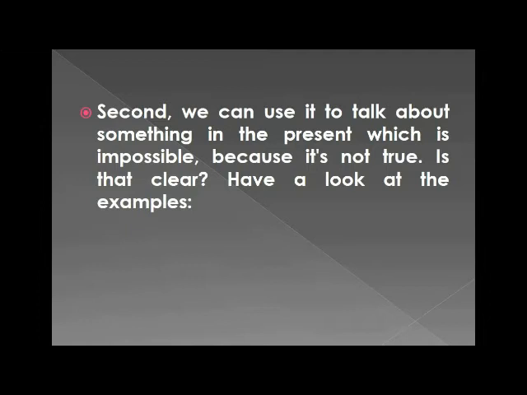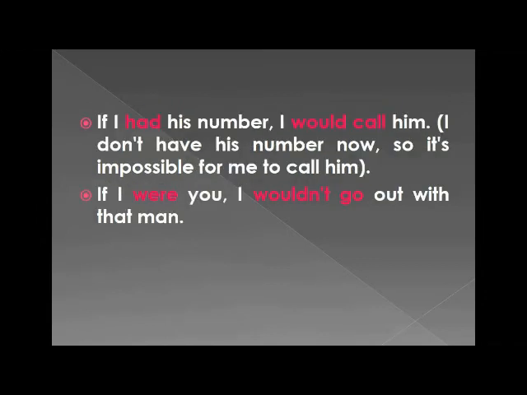A second instance where you use the second conditional is when you talk about something in the present which is impossible. Something you say in the present which is impossible, because it is not true. So let's look at these examples.